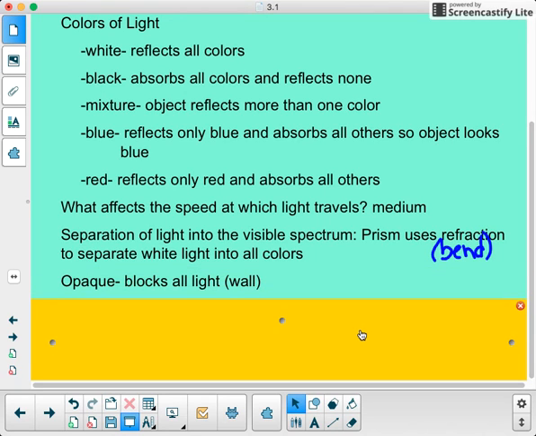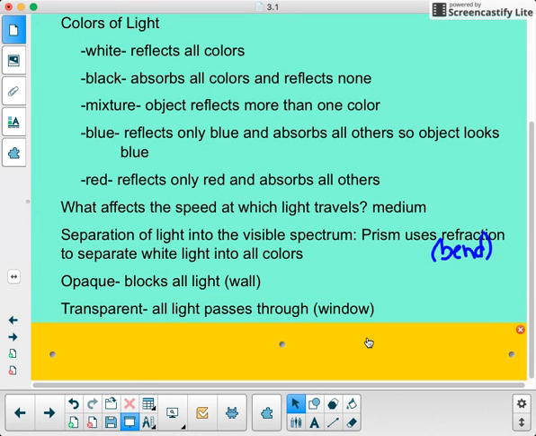Then in Lesson 2, it also talks about different types of materials, and they're classified based on how much light they allow to pass through. A material that is opaque, like a solid wall, blocks all the light. So it's dark, you can't see anything through it. A material that is transparent, like a window, allows all light to pass through. You can see clearly what's on the other side of that object.